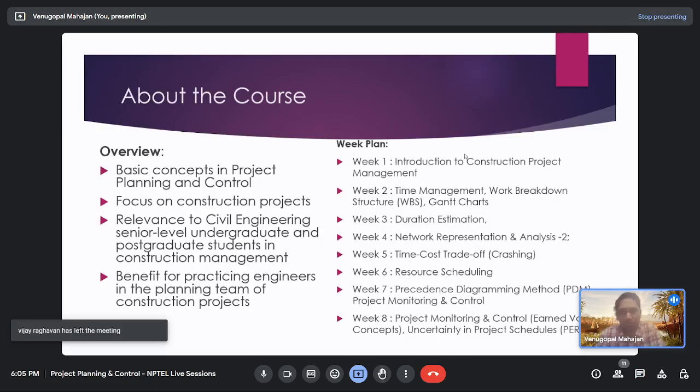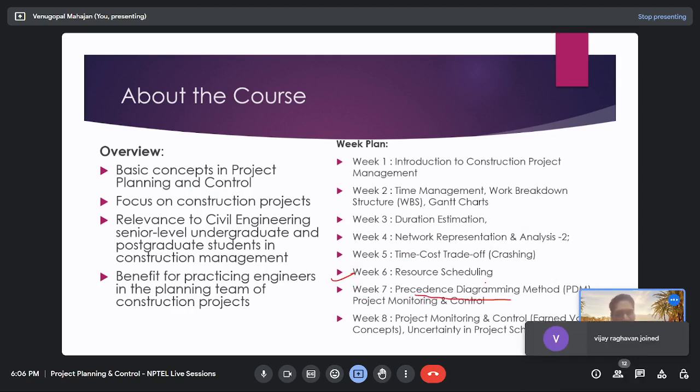Coming to the course overview, as we were discussing, this is specifically related to scheduling, and we have already been through week 6. So we have seen an example of resource driven scheduling. Now we will be discussing something different, the precedence diagramming method, and obviously some overview of project monitoring and control. Just some overview, because in week 8 we will be focusing more on monitoring and control, earned value concepts, and just a simple overview of PERT.